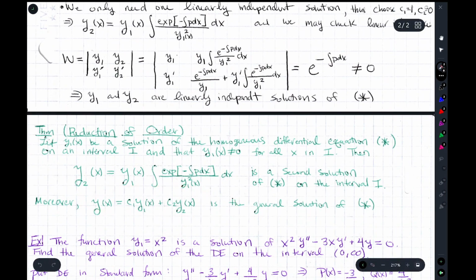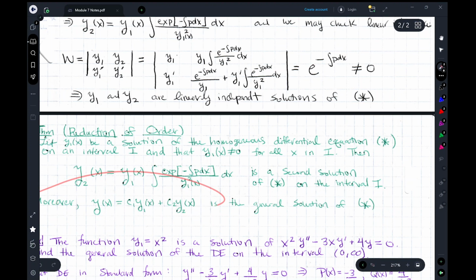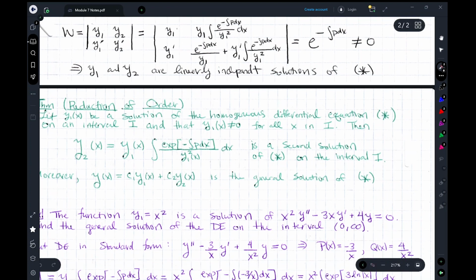Of course, the key to all of this is that we had to have one solution. It's like you start with a function, you use this method to get a linearly independent function, and because it's second order, you have two linearly independent functions. That's the fundamental set, and this is the general solution. So let's look at an example.